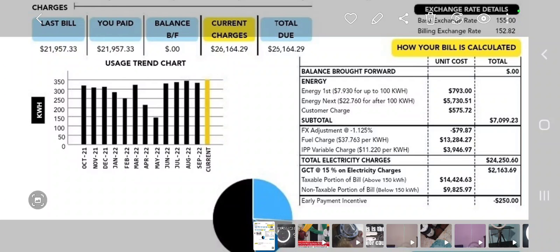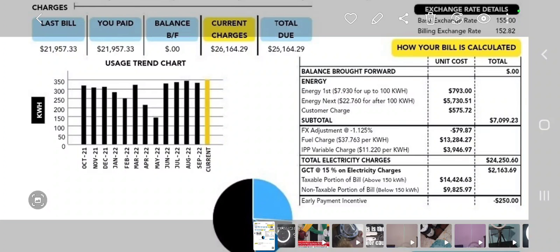Now, below that we have IPP, variable charge. IPP means independent power providers. These are companies that actually generate electricity, and JPS buys electricity from them and sells it back to you. You have to actually pay for that. To be honest, I don't know. Basically, you have to pay for everything. So JPS buys it from them to sell to you, but you have to pay for it. I don't really understand the whole reasoning behind it, but that's how it works. So you have to pay for that separately.